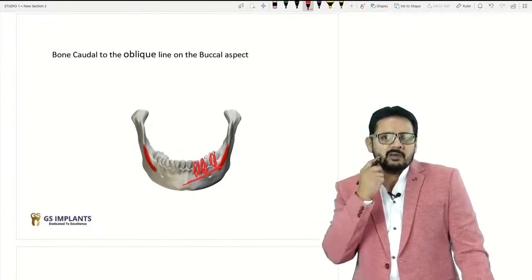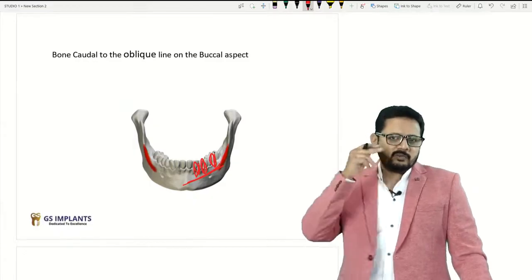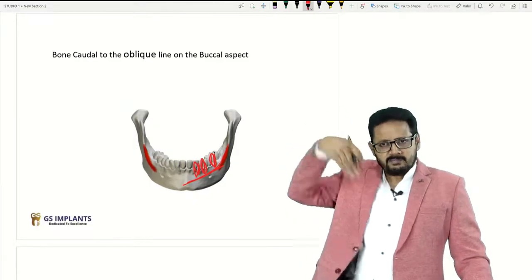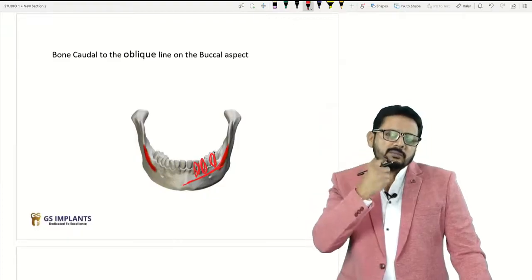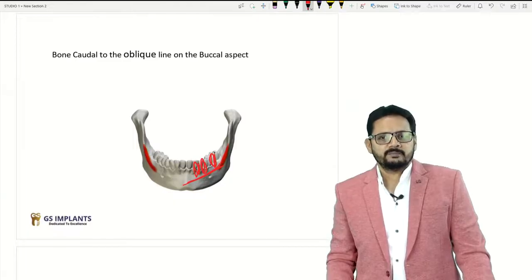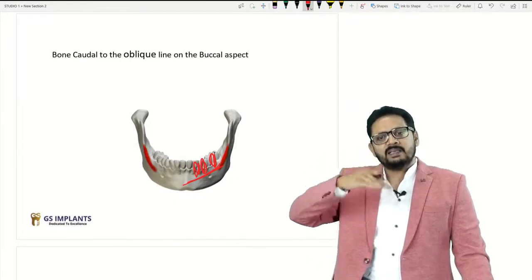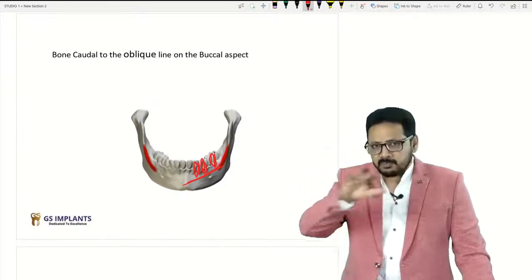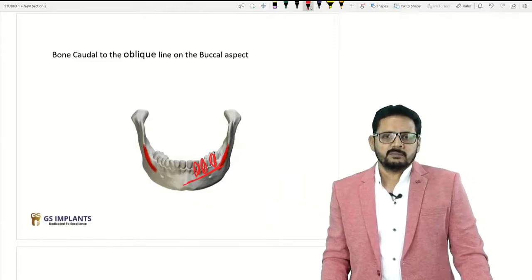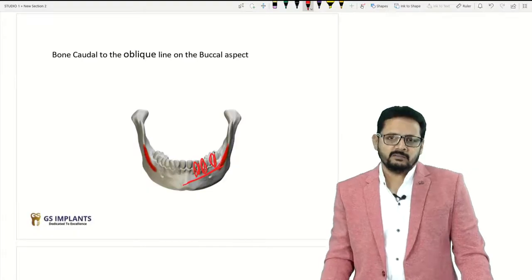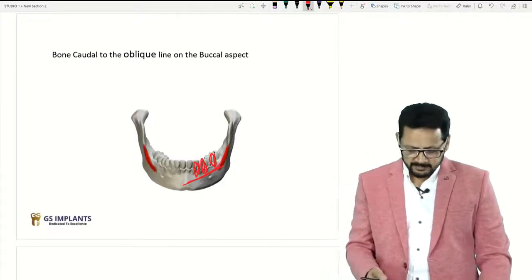Thick cortical bone is present below the external oblique ridge. So you have to make sure that you are placing the implant below the external oblique ridge, not above the external oblique ridge. The moment you place it above the external oblique ridge, it is prone to fail. No matter what, it is definitely going to fail. So please don't do that. Is that clear? Great.